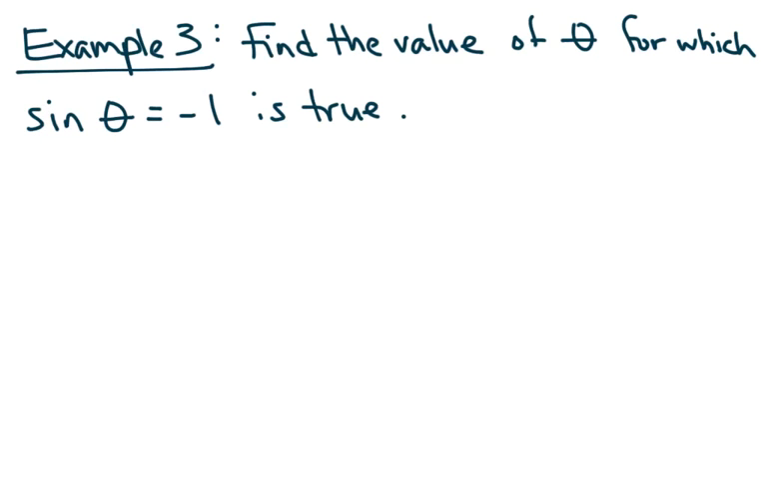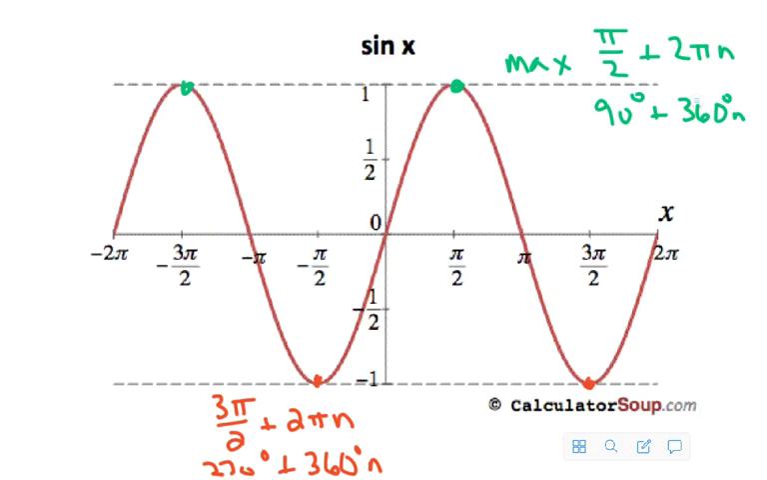Example 3, find the value of theta for which the sine of theta equals -1 is true. This one wants to know when the outputs, or the y values, are at -1. So let me go back to the graph. Well, here was a place where it was at -1. It was -1 at 3 pi over 2.